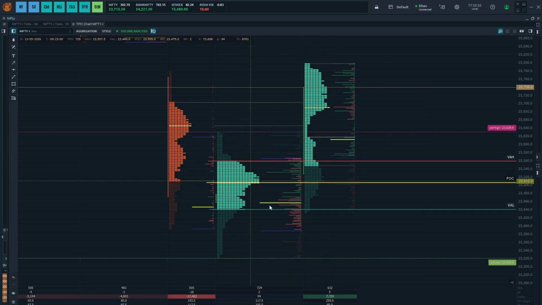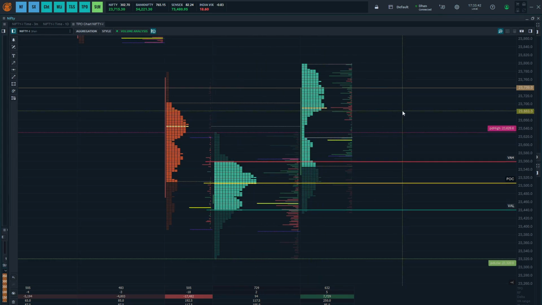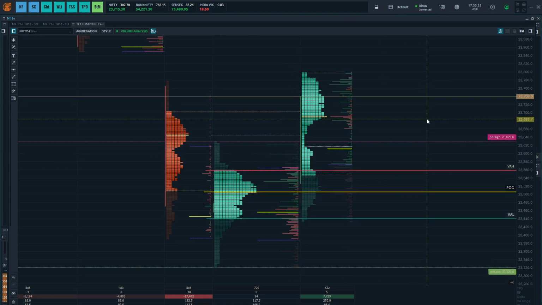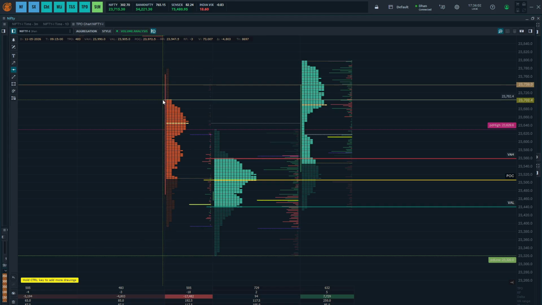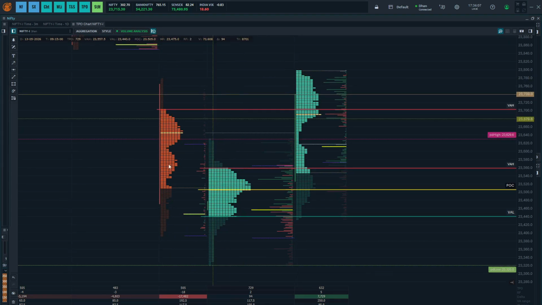Ideally you will mark these before the session opens or at the end of yesterday's session. We will see the reaction at these price levels, and that will be easy to identify based on our smart trade indicator. On the upper side, this is also a value area high of the day before, on the 12th of May.